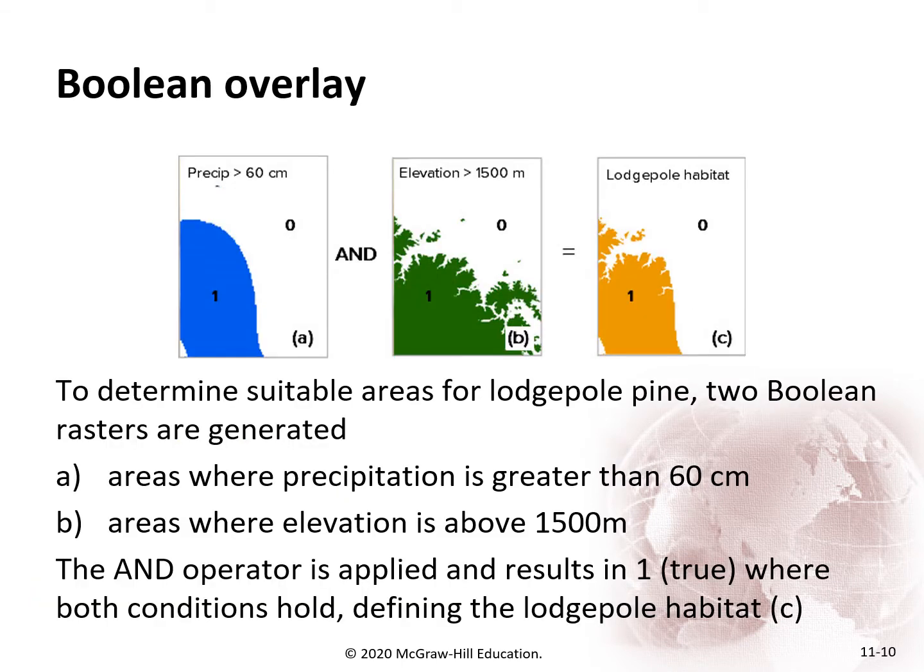When you do a Boolean overlay to determine suitable areas for, say, lodgepole pine, you have two raster data sets that you've created. One is the precipitation and one is the elevation, and then when you do the AND function or multiply one by the other, what are you going to get? Well, the only common space to both data sets is what you see there on the far end, and that is your habitat.